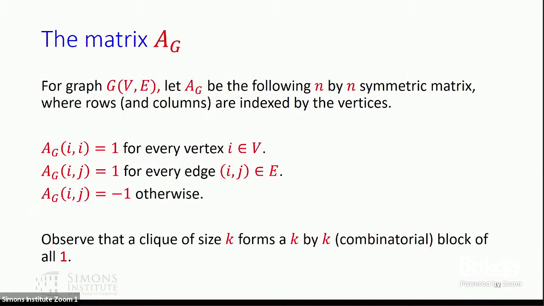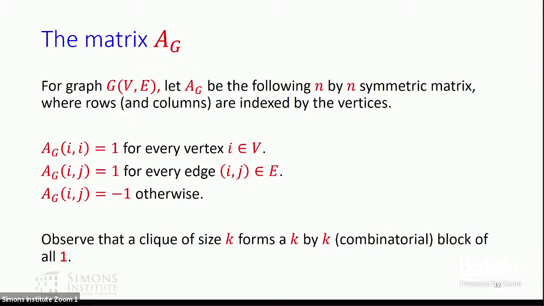So here we look at a variation on the adjacency matrix of the graph. I'll call this matrix A_G. For a graph, it's a symmetric n by n matrix where the rows and columns are indexed by the vertices of the graph. And along the diagonal, we put 1s. Whenever there's an edge between vertex i and j, we put 1. That's like the adjacency matrix. And if there's no edge, we put -1 instead of 0, which we put in the adjacency matrix. And if we have a k-clique in the graph, then it will give a combinatorial block of all 1s.